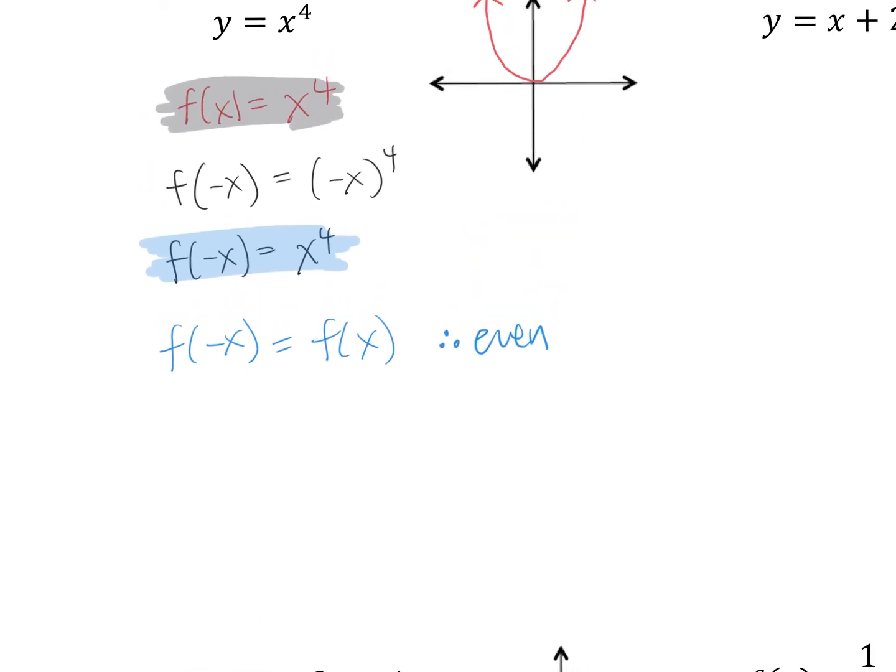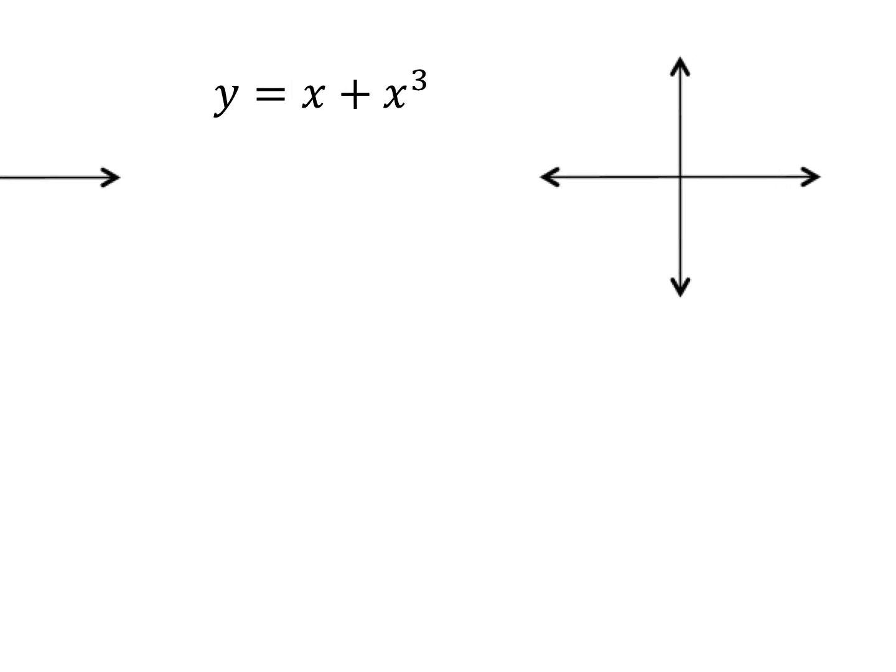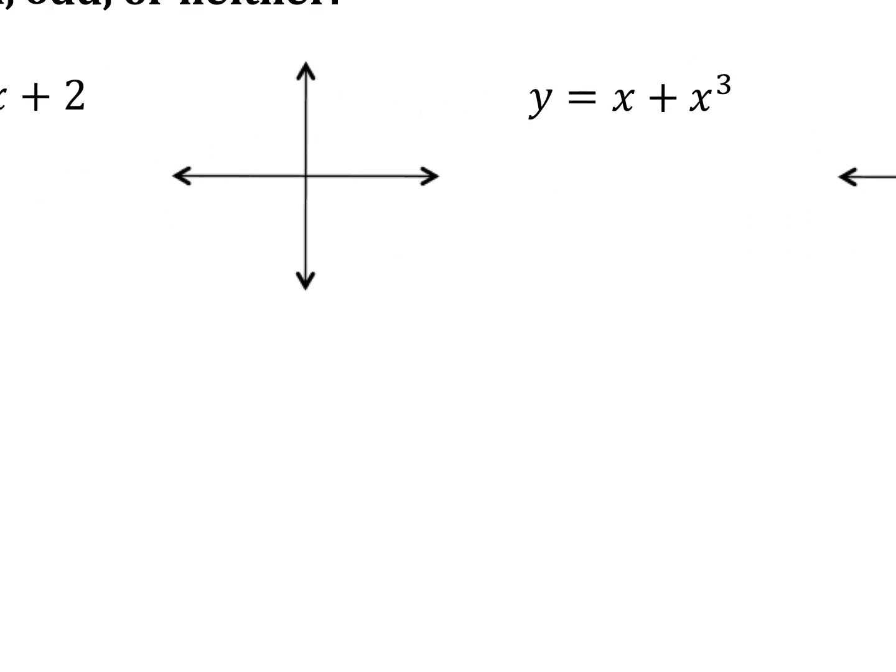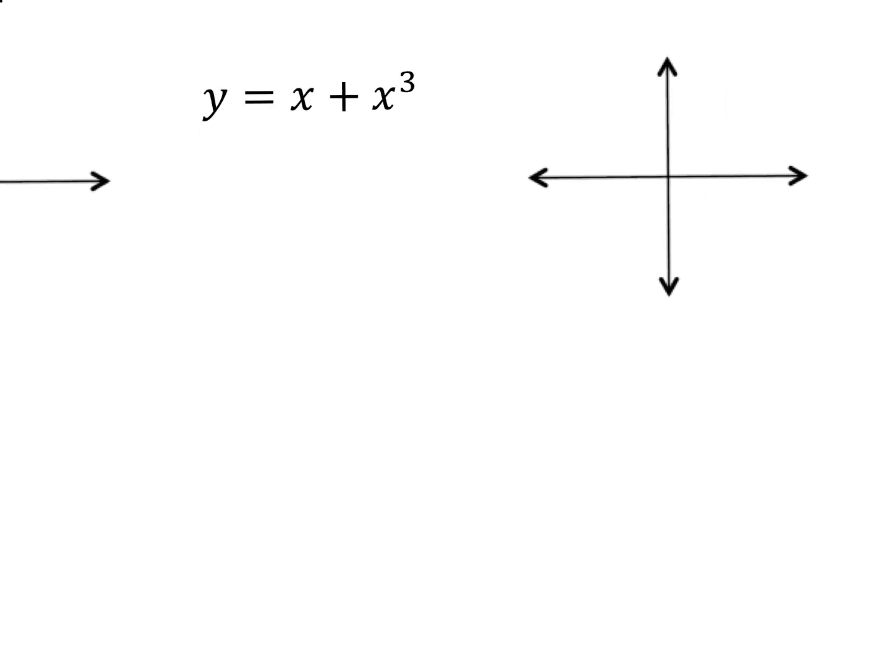We need this validation. We can't just say, oh, even exponent is going to be even. We got to go through these steps, which I know is annoying, but we just have to start getting familiar with it. Let's jump to this one, and then we'll come back to the middle one. x plus x cubed. Any predictions? Let me graph it for us. Any predictions? What are my exponents?